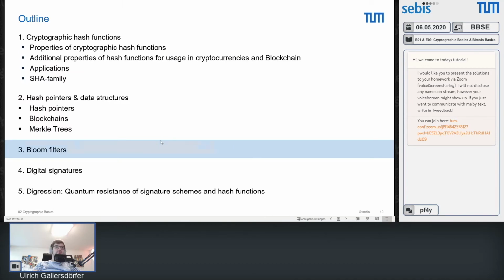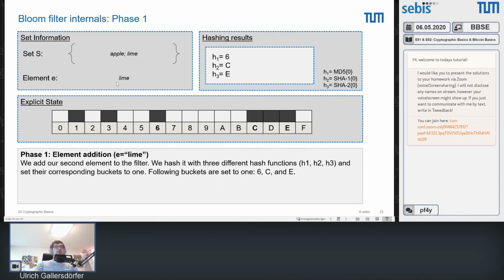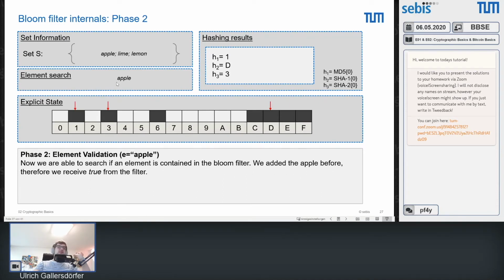We already heard that before. A yes means E possibly in set S. So we know it because we added apple beforehand, but right now, only knowing the bloom filter, we cannot reliably say that it's actually in there. And you'll see in a second why.